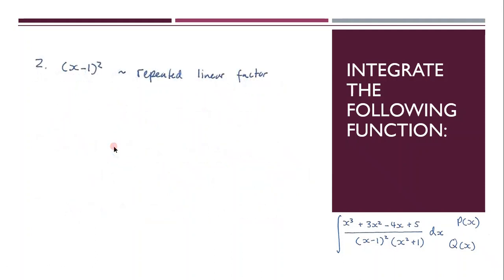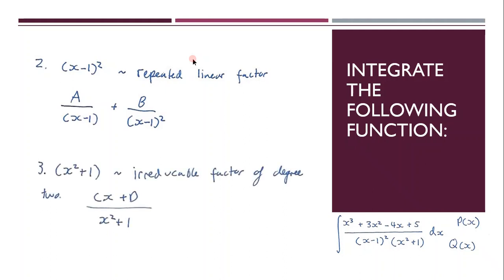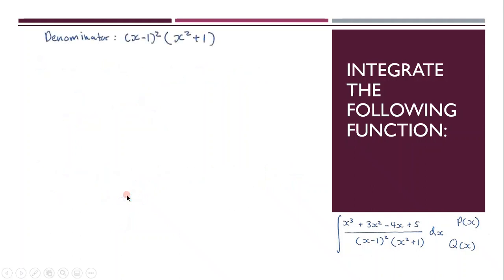So now we just need to split our rational function into partial fractions. So we have a repeated linear factor, which means that we need a coefficient for each. Then we have an irreducible factor of degree 2, which has a linear coefficient.